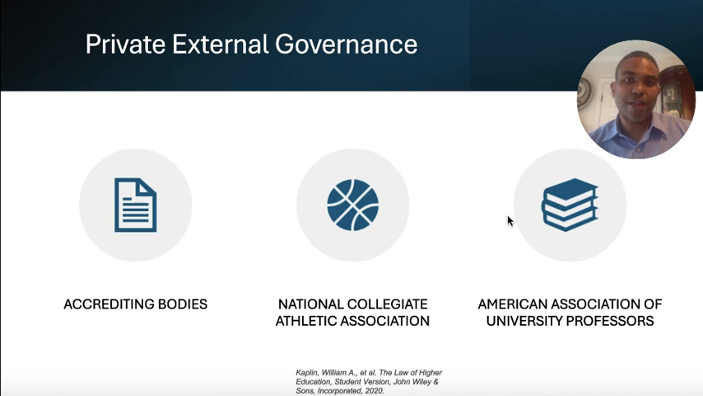In terms of private external governance, obviously you have the accrediting bodies, the National Collegiate Athletic Association, and organizations like the American Association of University Professors. The NCAA has become more known in the legal world right now with the name, image, and likeness issues that are coming up. But that has been a big, long-standing legal issue, and we'll certainly see more of that in years to come.